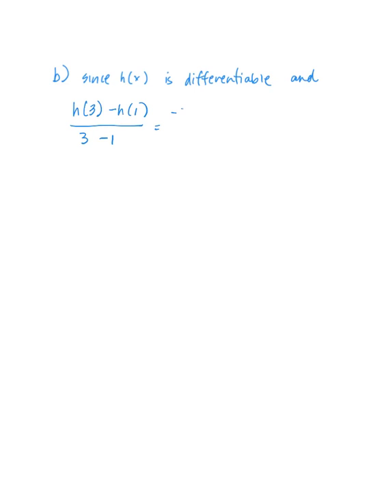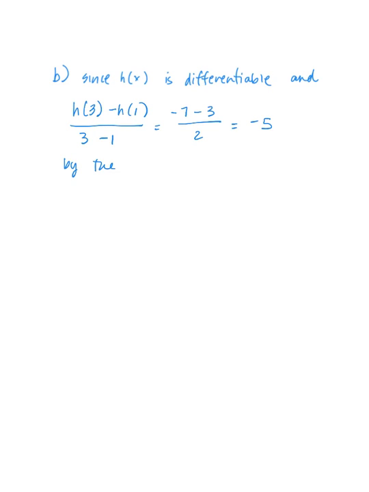All right, part B. Remember, we know that h of x as a composition of f and g is differentiable. And, of course, if it's differentiable, it's also continuous. And we know h of 3 minus h of 1 over 3 minus 1. Remember, that's just the slope of the secant line. And h of 3 and h of 1 come from part A.